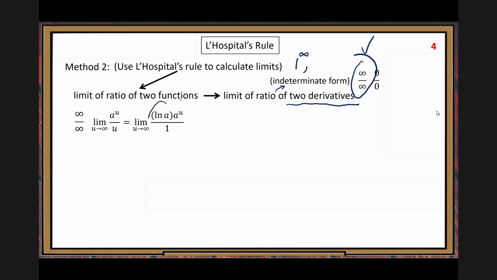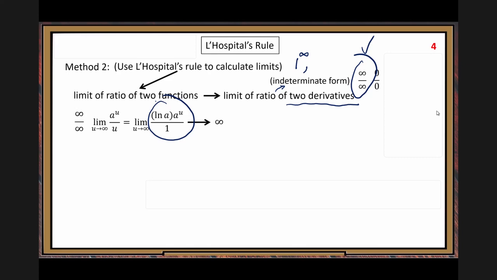Now you look at this. It's not an indeterminate form anymore, right? It's not indeterminate because you can see the result immediately. The limit of this one is infinity. The numerator goes to infinity, the denominator is 1, so the whole fraction goes to infinity. Denominator 1, so it's gone.